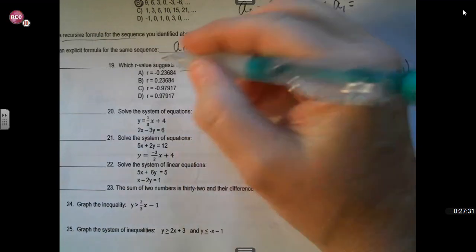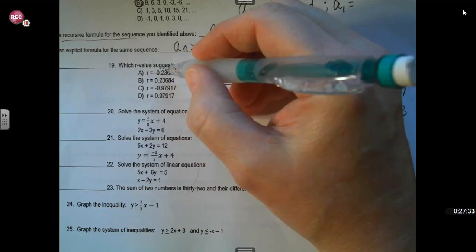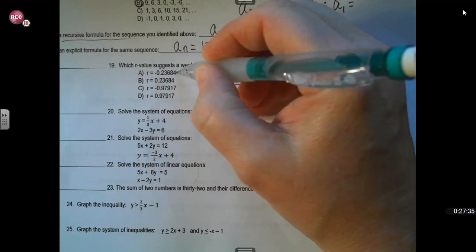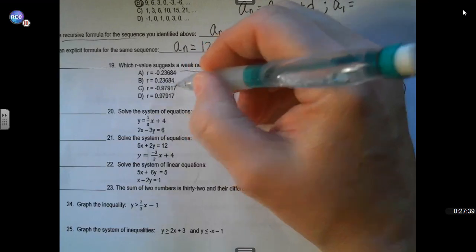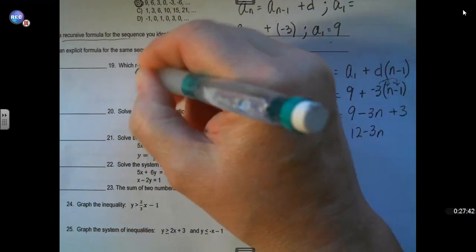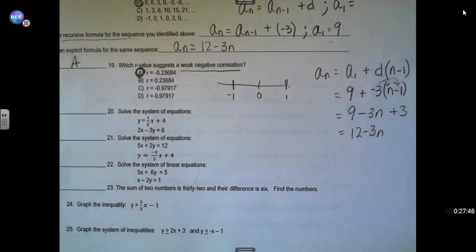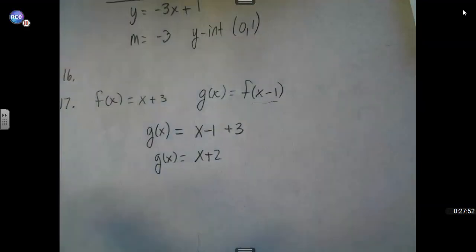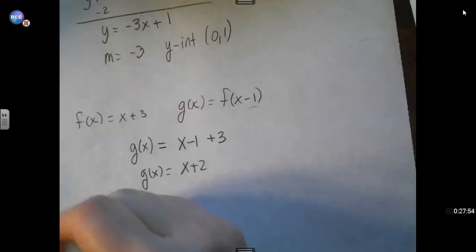So let's see. R is -0.23684. That's close to 0. And -0.9, that's not. So I want a weak negative correlation, so I want A. Okay. Sorry, I'm going back and forth between the two sheets, but it just seems a little bit easier.